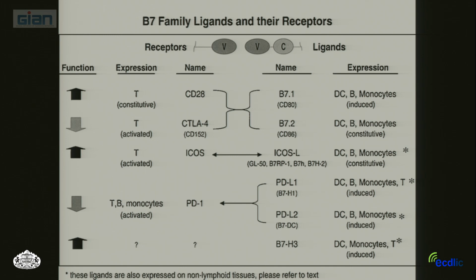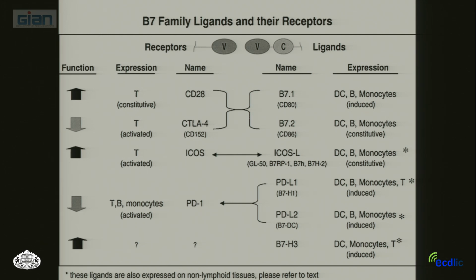On the contrary, ICOS is very interesting because ICOS ligand, which is expressed on dendritic cells, B cells, and monocytes constitutively, can bind to ICOS on T cells, and this is an activation signal.